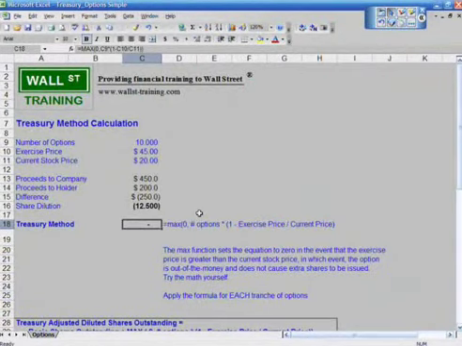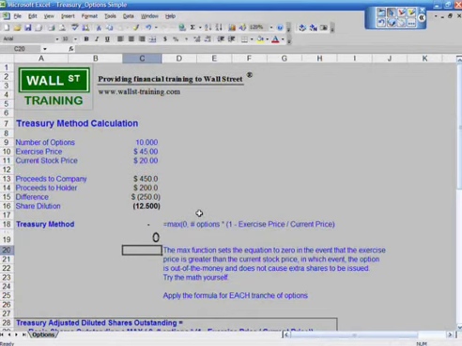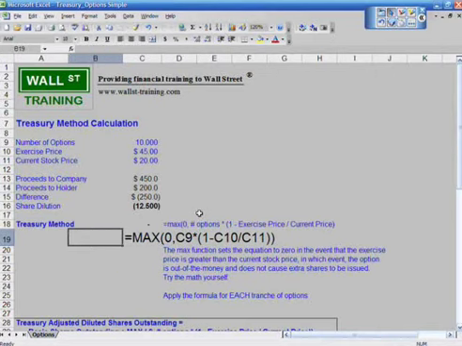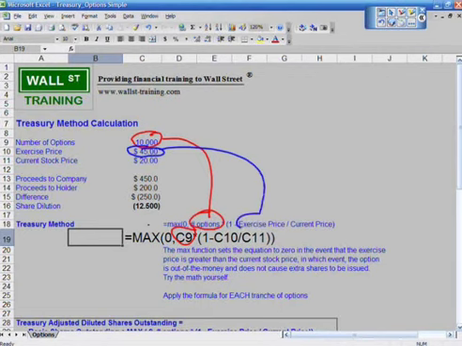Let's see how this particular formula, this max function, is applied to this particular analysis. So in C18, I'm just going to very quickly copy this formula down so we can take a look at it with the explanation. So this is saying take max of 0 or C9. What's C9? C9 is number of options. That equates to this part of the formula right there. And then it says take that, C10. What is C10? C10 is the exercise price of $45, which is here in our formula.